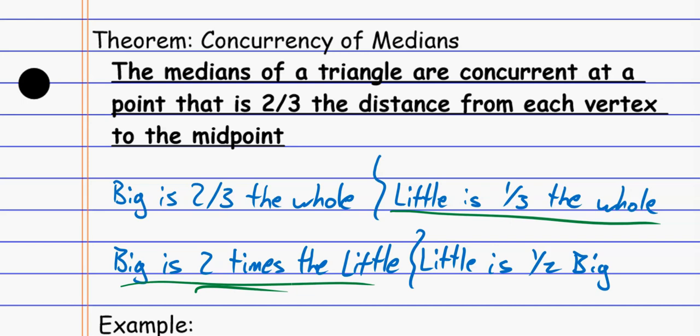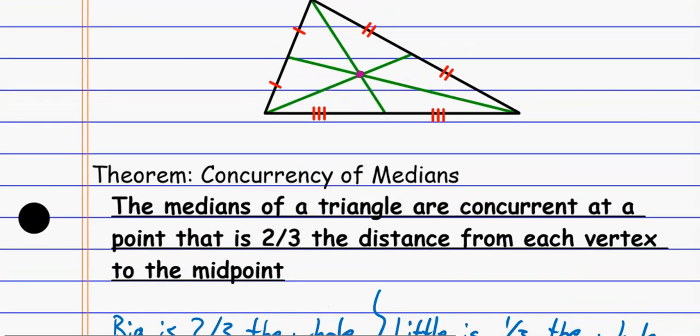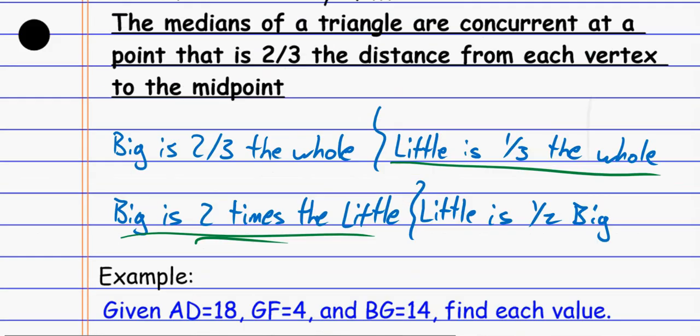It's really easy to jump around. If you start with the big piece, the little piece is half of that. And then the little piece, you could multiply by 3 to get the whole thing. It's just working backwards. And so that idea of splitting it up, if this is x, this is 2x, and the whole thing would be 3x. You could even set it up that way and think about it in terms of proportions.